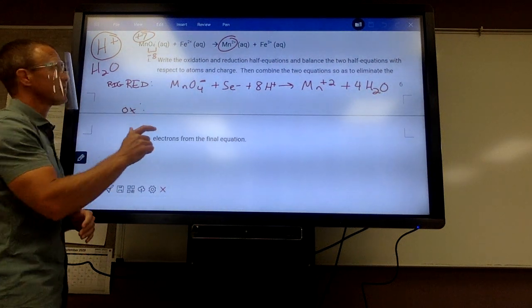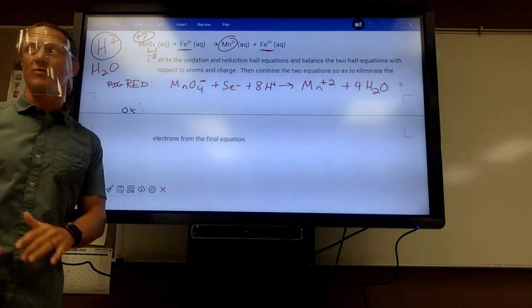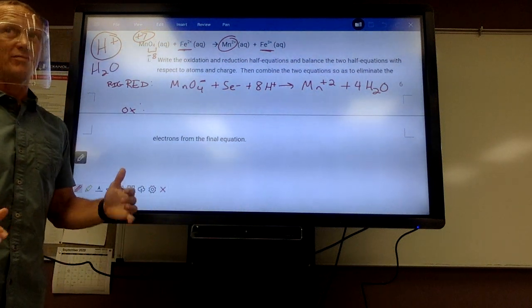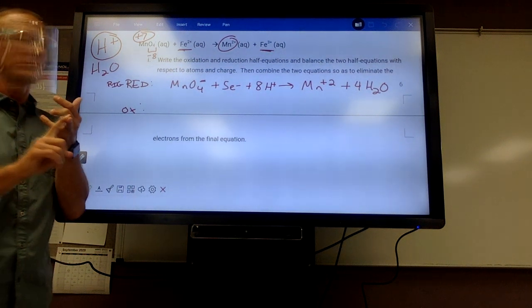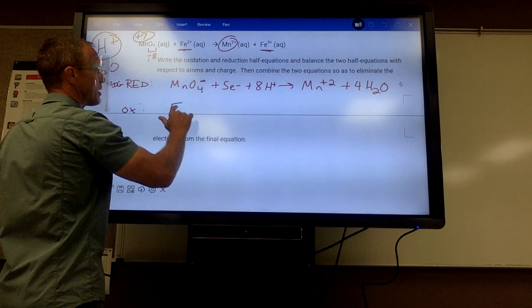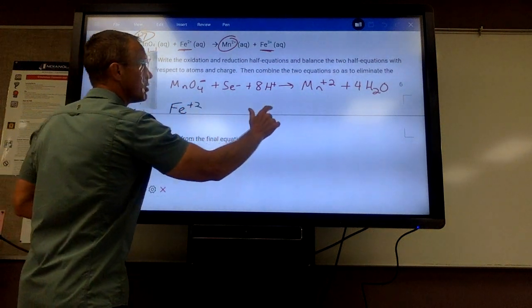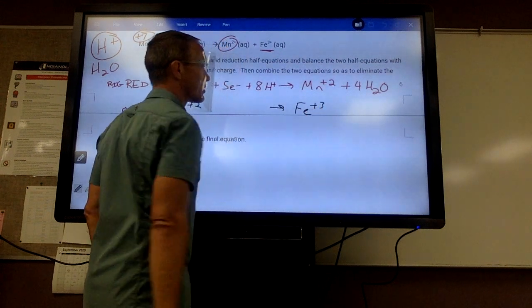Oxidation is going to be a lot easier, and here's how I know that. There's no oxygens involved. Whenever there's no oxygens involved, it's really easy. It means we're not using hydrogens or oxygen or water, sorry. So our oxidation half reaction would be Fe+2 going to Fe+3.